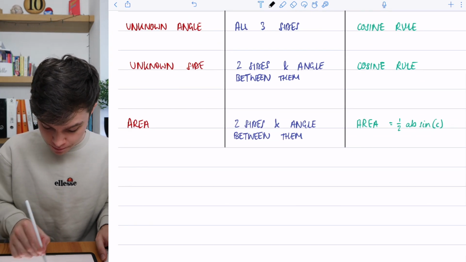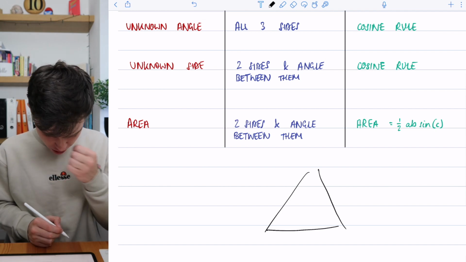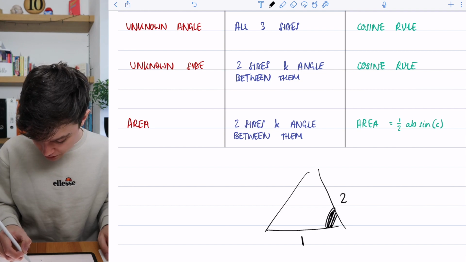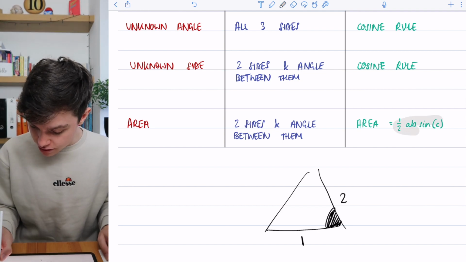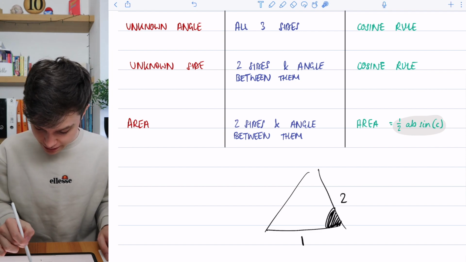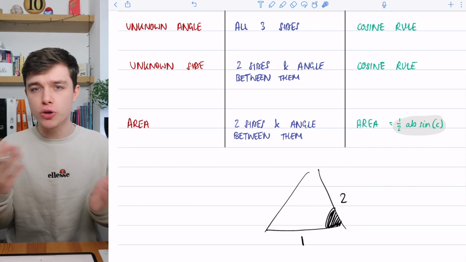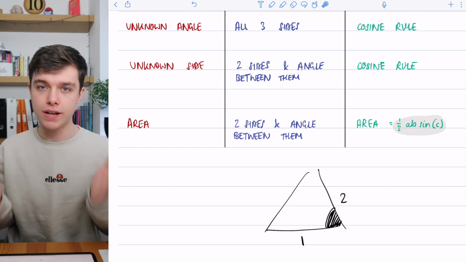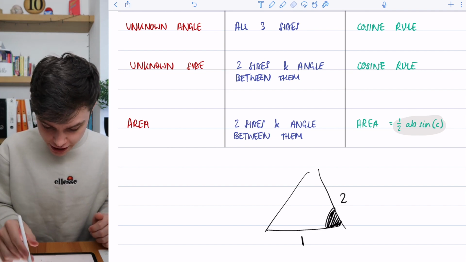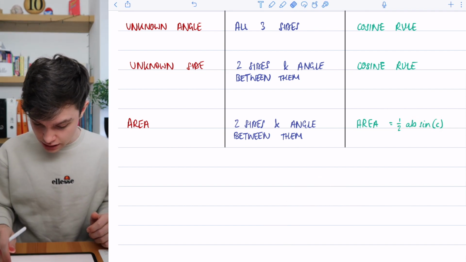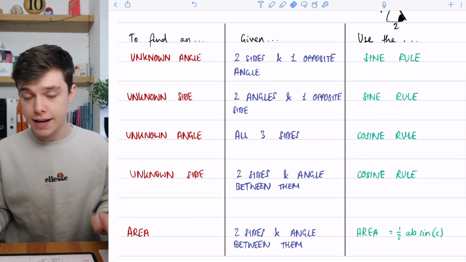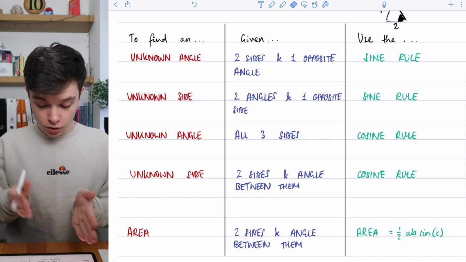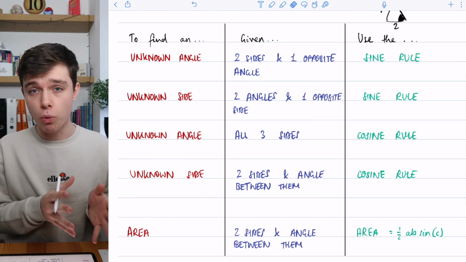So if we wanted to work out the area of this triangle here, we would need two sides, so let's say that's side 1 and that's side 2, and we'd need to know the angle between them, and we can then plug it into this formula here, with this being side a and this being side b, or the other way around, it doesn't matter because it's multiplication here, and then sine of this angle here will give you the area. So hopefully you actually know all of that, and that was just a little recap, but it might be quite good maybe to take a screenshot of that table or write it out so that you've got the rules, what you need to be given to use those rules and what it finds.